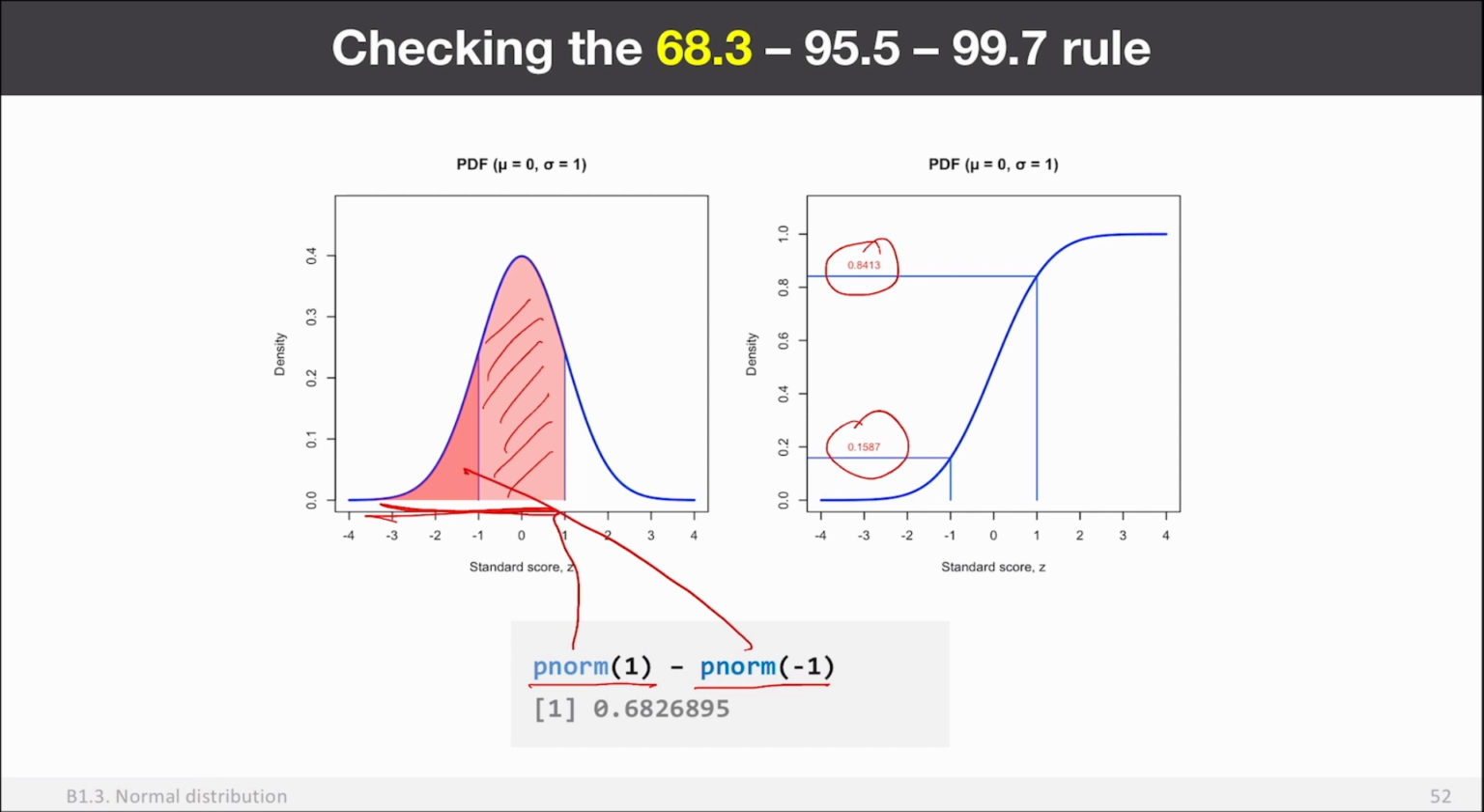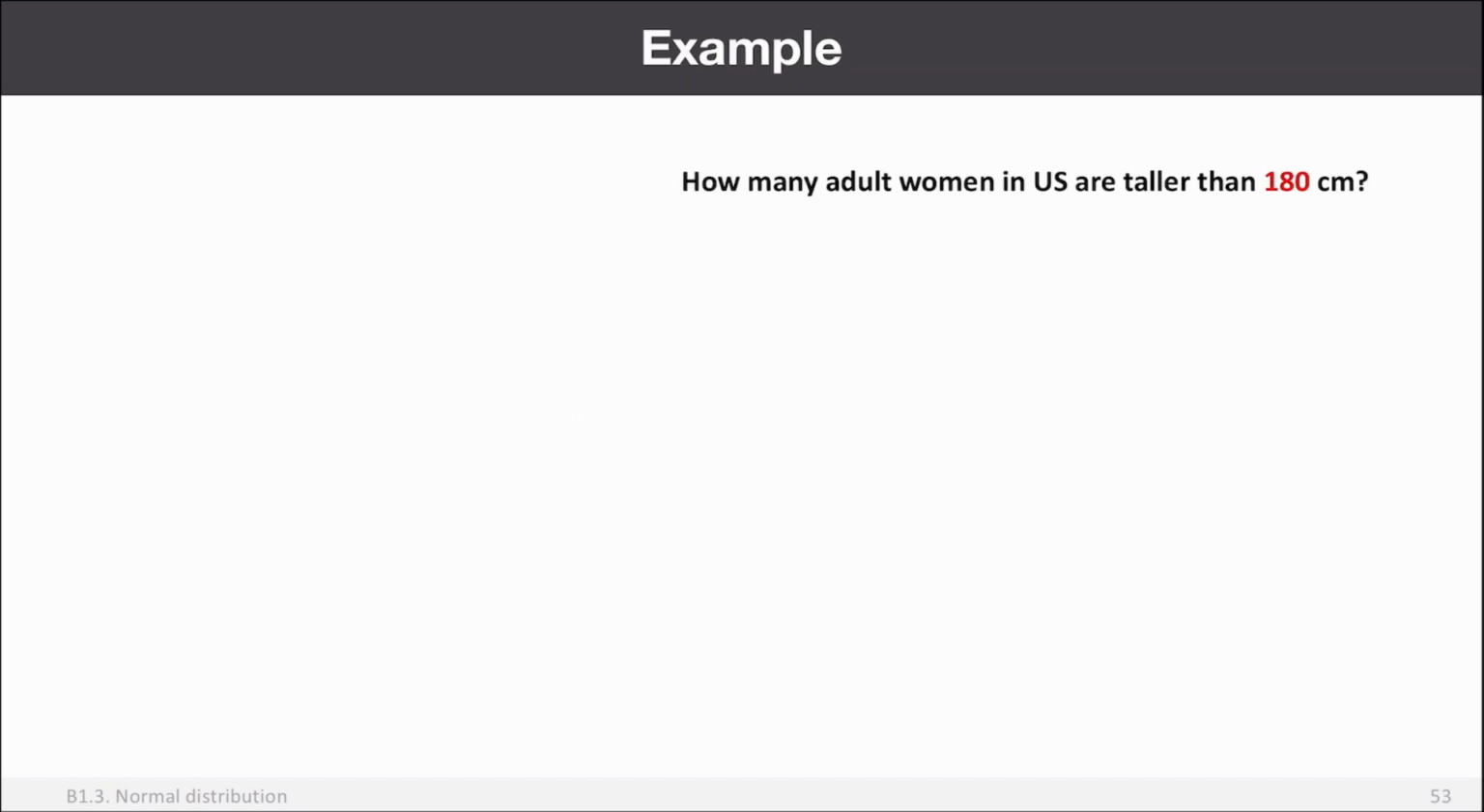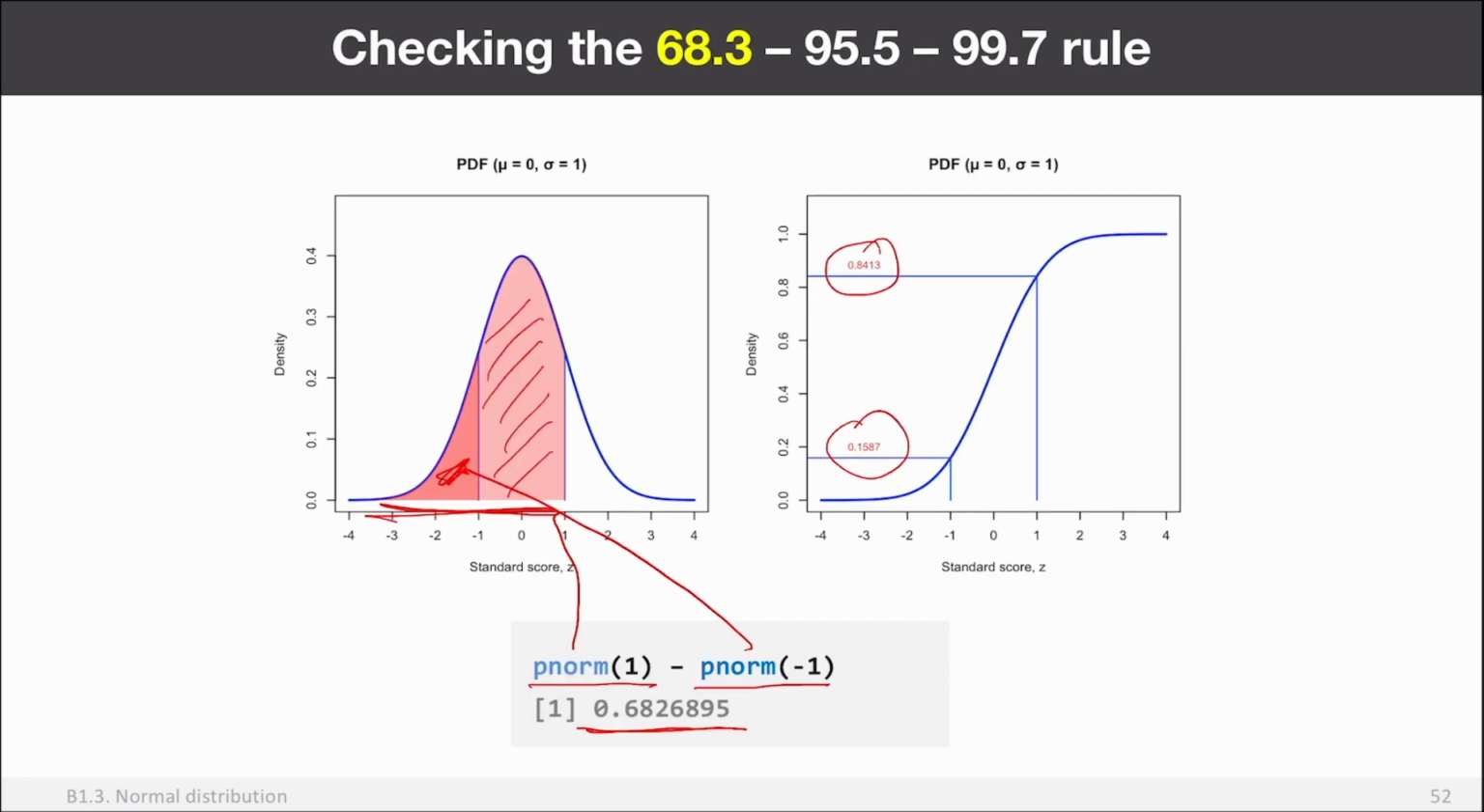This gives you the small area, this one. And that's exactly the area in between, which is, you can see, 0.6826895. But if you round it to 3 decimals, it will be 0.683, or 68.3%, exactly what we actually have here. Okay, so this is kind of an empirical or experimental proof of this rule.